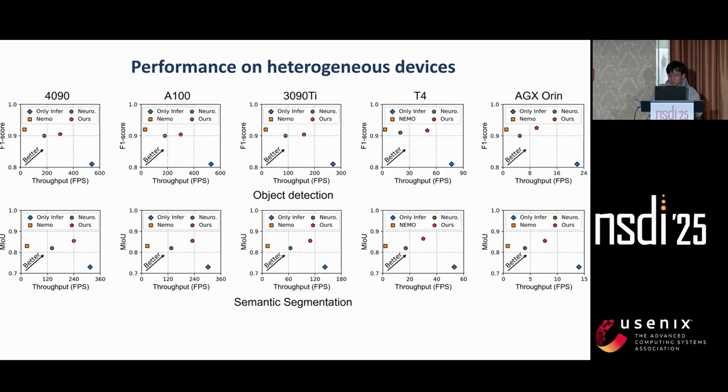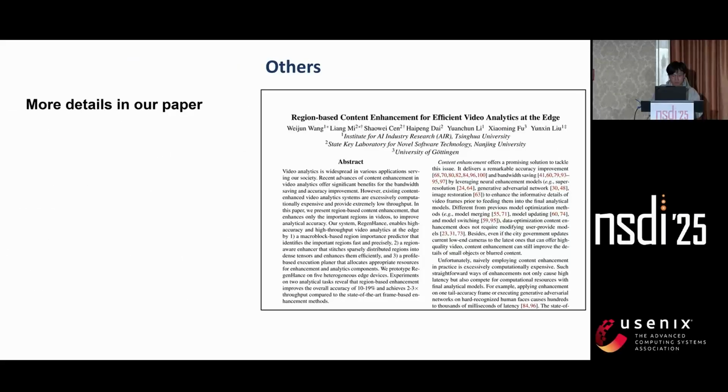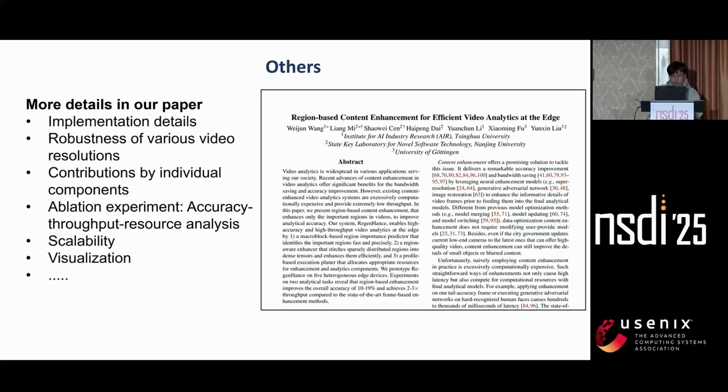We evaluate the performance of RegenHance on heterogeneous devices. We can see that RegenHance achieves about 12 times the throughput of NeuralScaler and 2 times the throughput of NeMo on A100. More details can be found in our paper, like the contribution of individual components, the system's scalability, and the visualization of our region-based content enhancement.